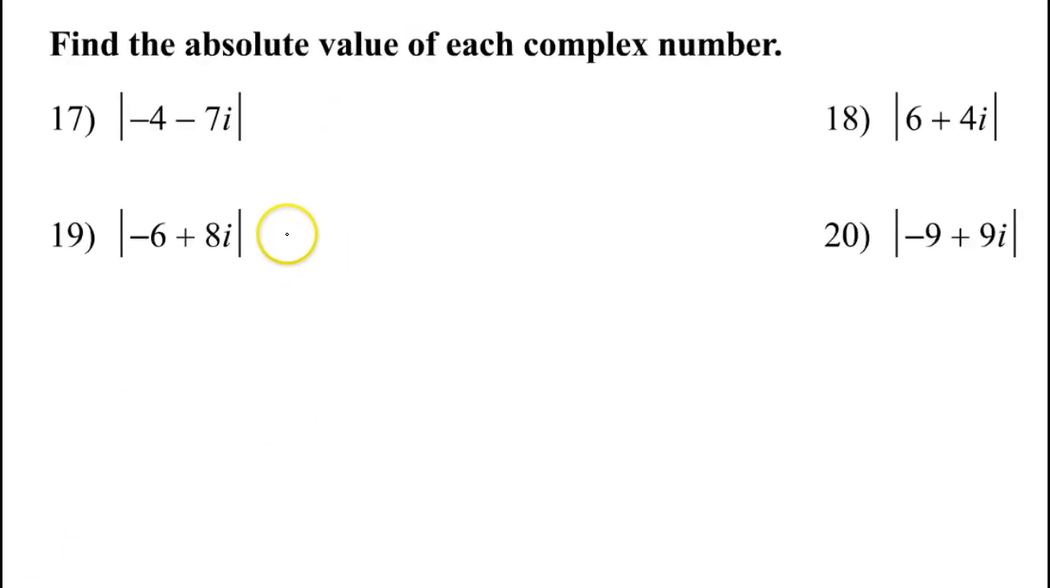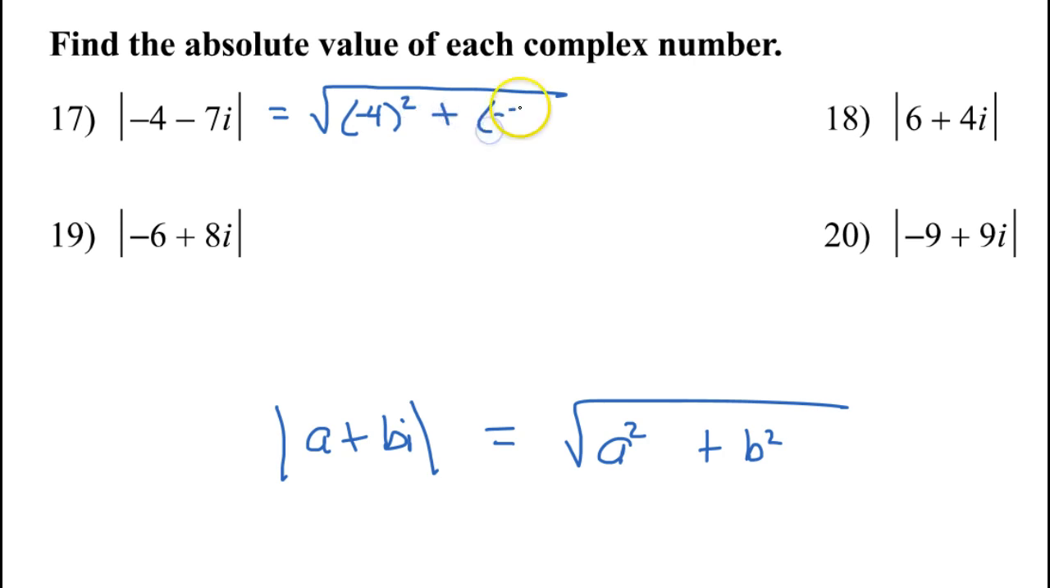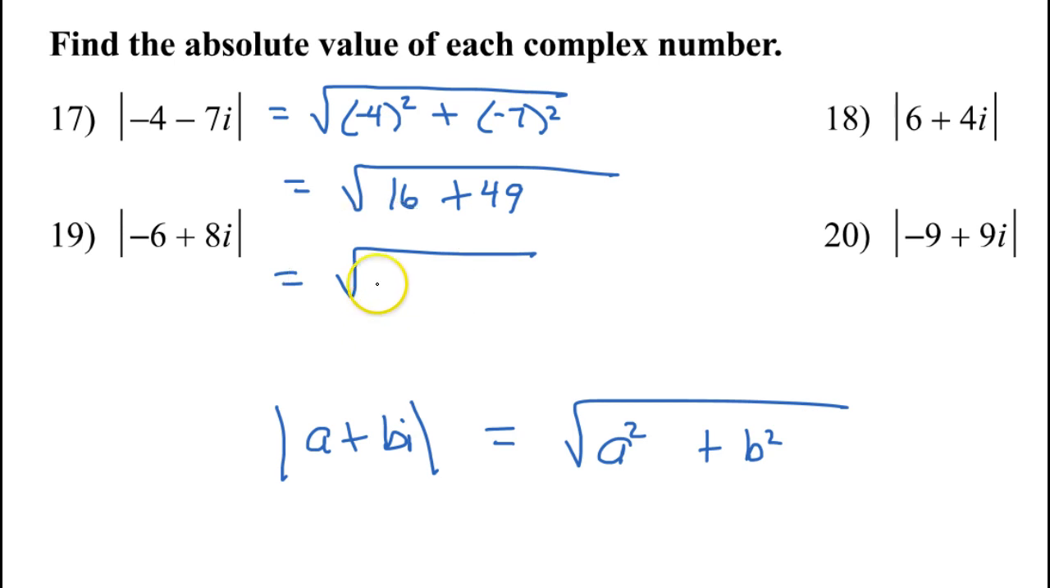In this last portion of the video, we need to take the absolute value of these complex numbers. Now remember, the absolute value of a plus bi is the square root of a squared plus b squared. So for number 17, that's going to be the square root of negative 4 squared plus negative 7 squared. So that's going to be the square root of 16 plus 49, so that's going to be the square root of 65. And that's the final answer. This can't be simplified any further.